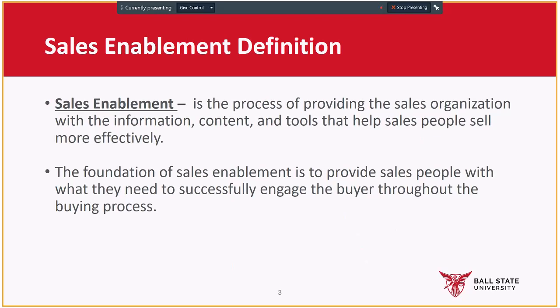Right? And as you can see, the foundation of this is to make sure that salespeople get what they need and get what the company can provide them so that they can engage with the customer. The buyer here is not just one person, but multiple people in the buyer's organization. And again, you also need to make sure that your buyers are going to go through different phases.